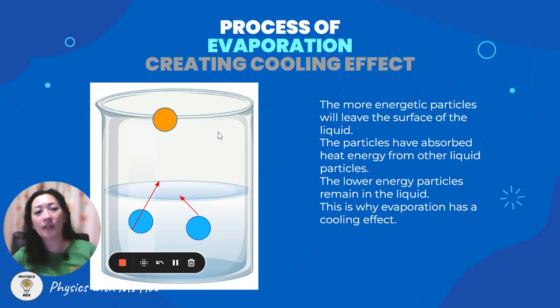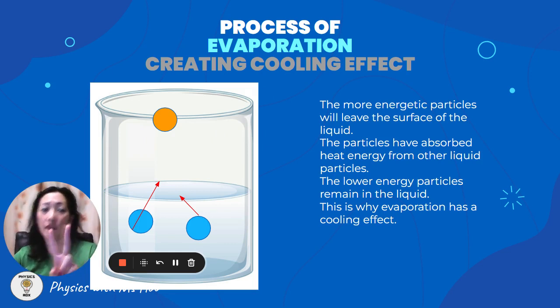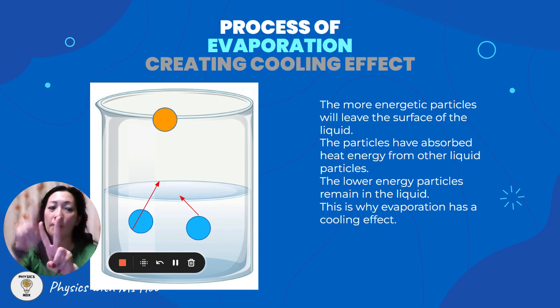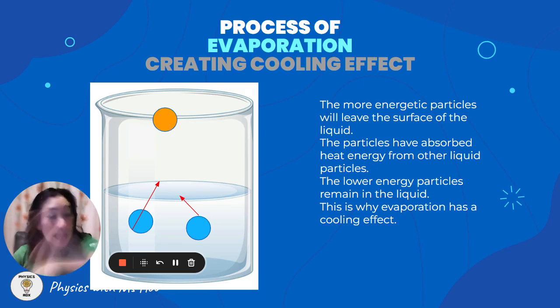So if you were asked to explain how evaporation can create a cooling effect, there are two things that you must mention. You must mention the water particles and you must mention the energy. So remember, particles and energy, because the particles absorb energy, they leave. Particles with lower energy remain in the liquid. That's why the remaining liquid is cooler.